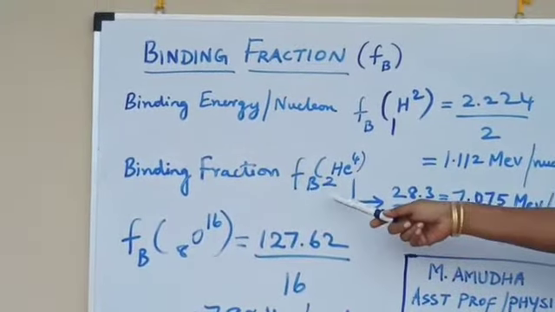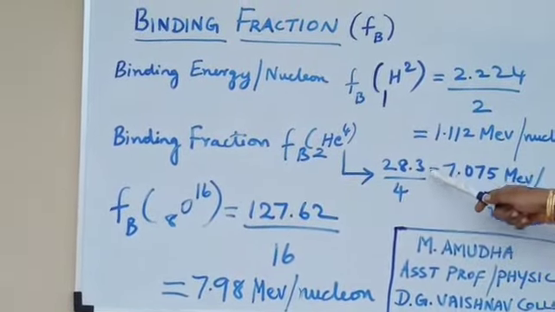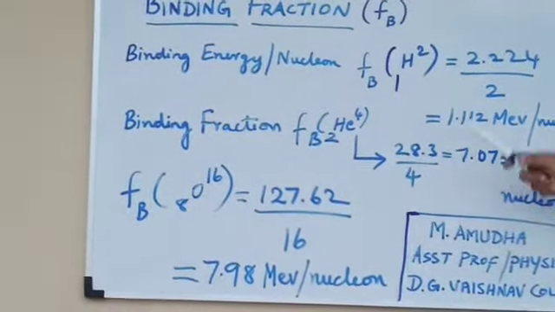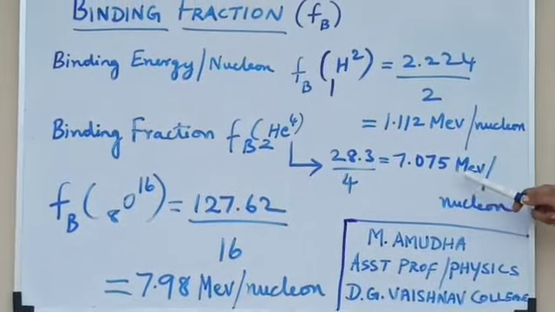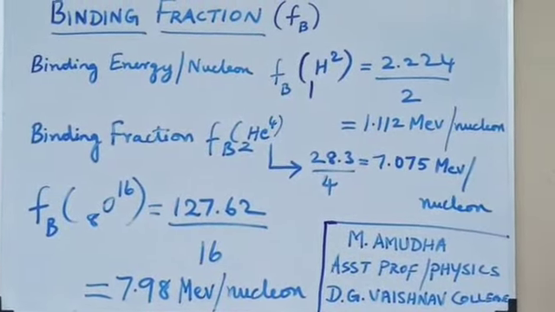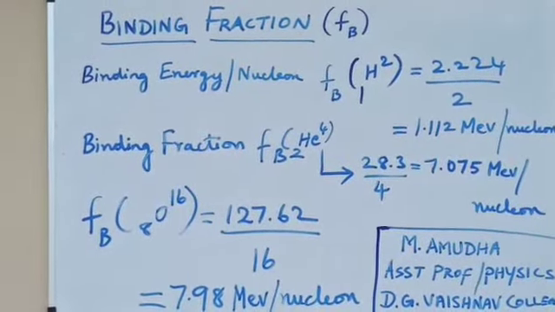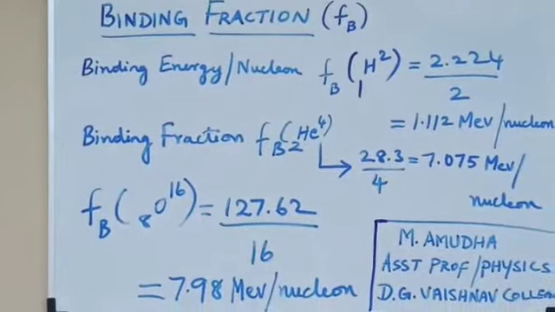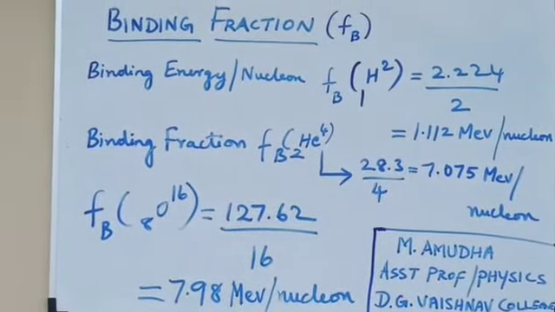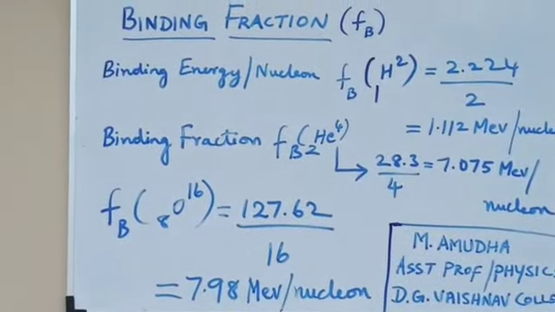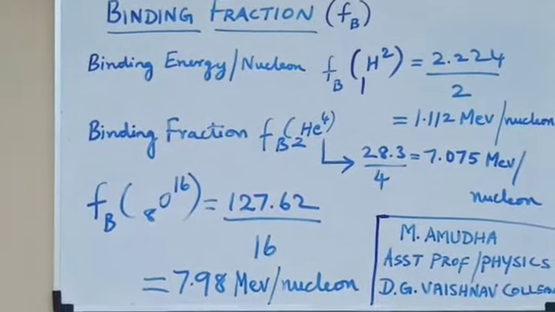Similarly, the binding fraction for the helium nucleus is calculated. The binding energy of helium is 28.3 million electron volt, which is divided by the number of nucleons, 4, giving 7.075 million electron volt per nucleon. In a similar manner, the binding fraction of oxygen is also calculated. The binding energy is 127.62 million electron volt for oxygen, which is divided by the total number of nucleons, 16, which gives the value 7.98 million electron volt per nucleon.